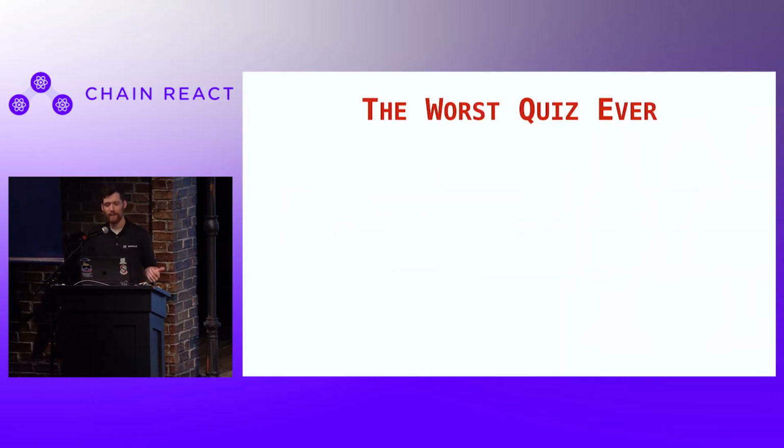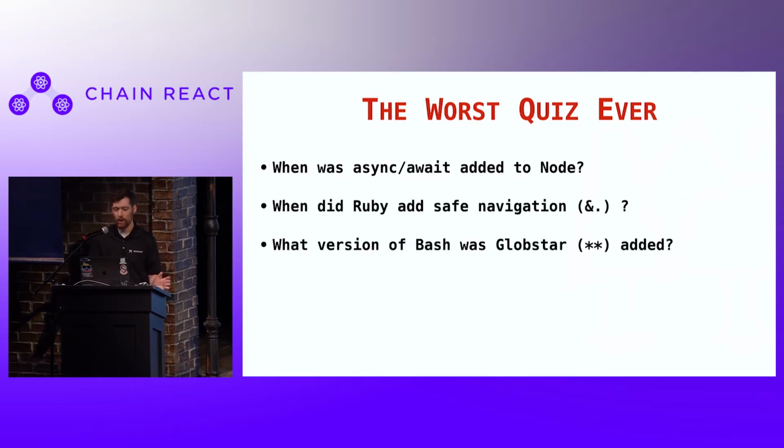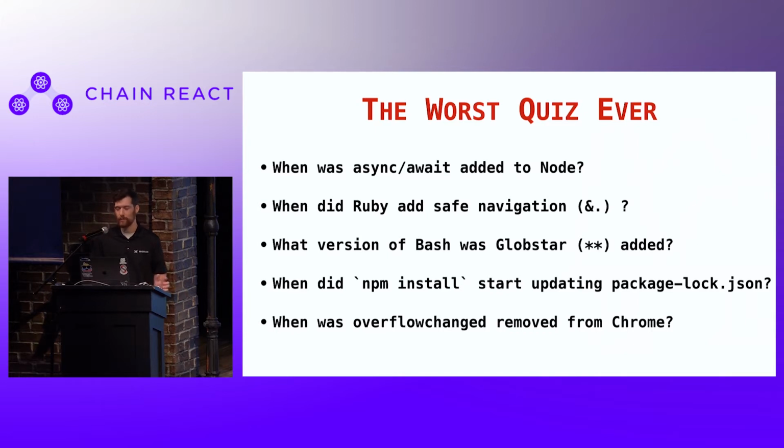All right, let's further illustrate the problem. The worst quiz ever. When was async await added to Node? You probably know this one. When did Ruby add the safe navigation operator? When did Bash add globstar? When did npm install start updating the package lock JSON? And when was overflow removed from Chrome?